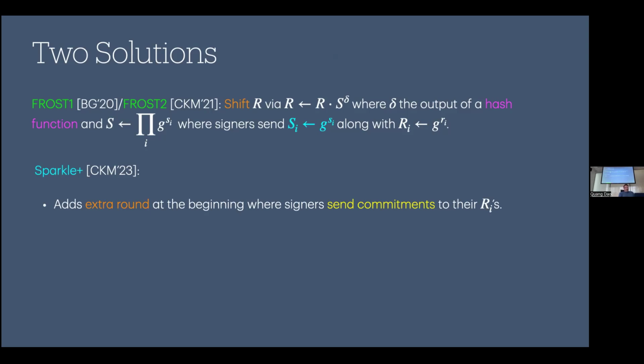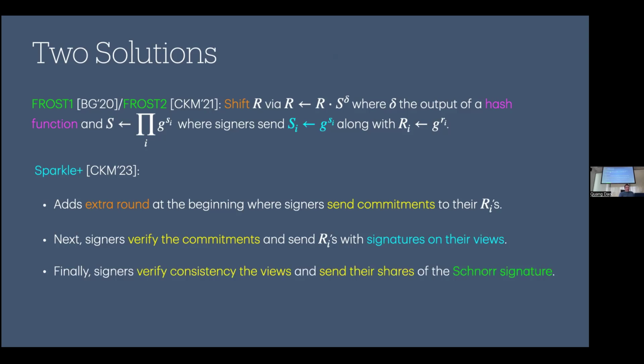They add an extra round at the beginning where the signers send commitments to their R_i's and then basically open the commitments after they verify all the other commitments, and they send signatures on their views. And finally, signers verify consistency of the views and send their shares of the final Schnorr signature. So basically, they get around this.